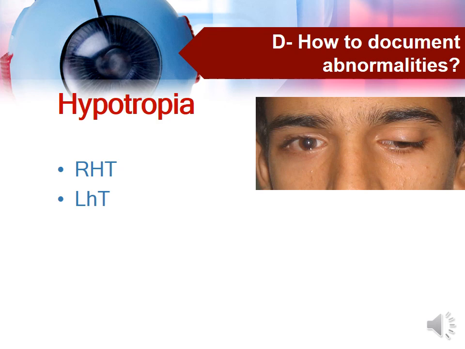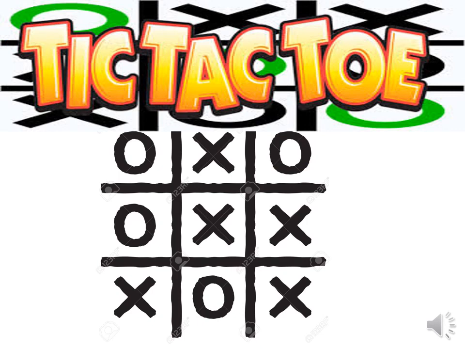Some prefer to write it down as an LHT with a small h instead of a capital H if they are sure that the main problem is in the left eye, which is the hypotropic eye. However, this is not universal, and many prefer to document it according to the hypertropic eye in every single case to avoid confusion. The muscle balance is written down in the tic-tac-toe plot, which has 9 spaces to allow writing the muscle balance in each position of gaze.